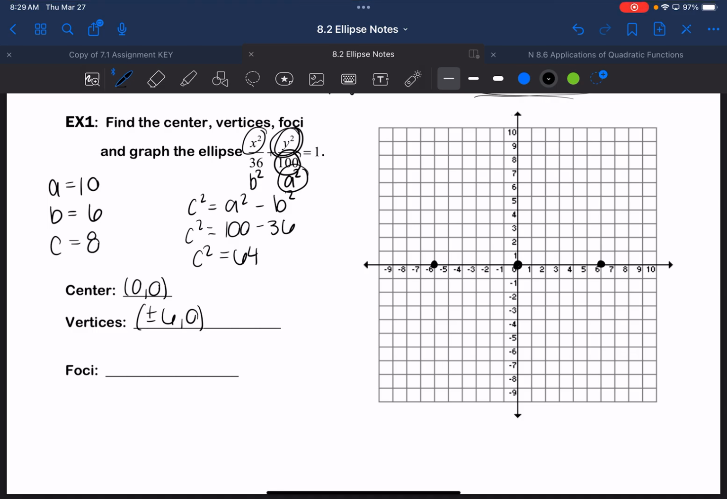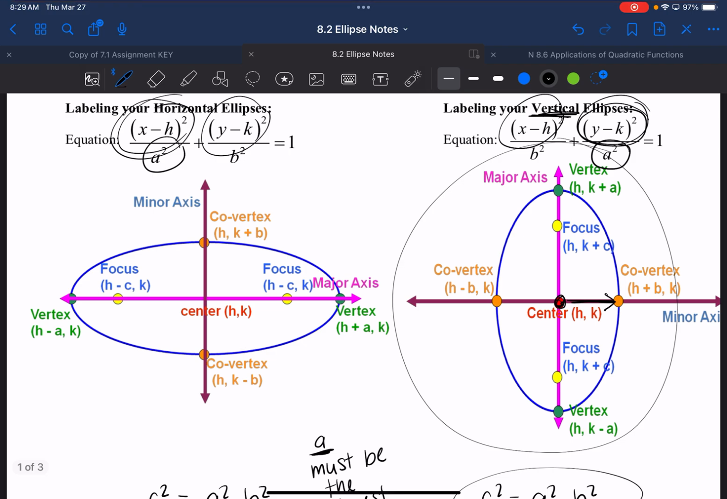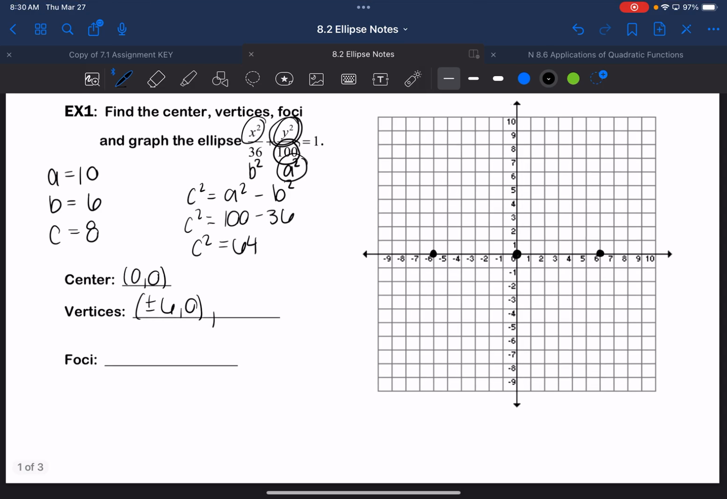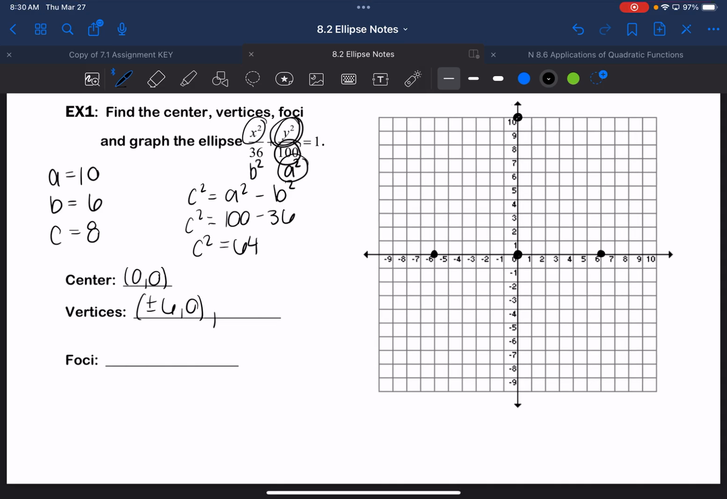Okay. Our next vertices, the ones on the major axis, so this one up here and this one down here, says that what we're going to do there is add and subtract the value of a to the k value. Well, again, our k was 0, but what was our a value? 10. So these are going to be at positive 10 and negative 10. So we've got 2 more vertices at positive and negative 10, to the y value. There we go.